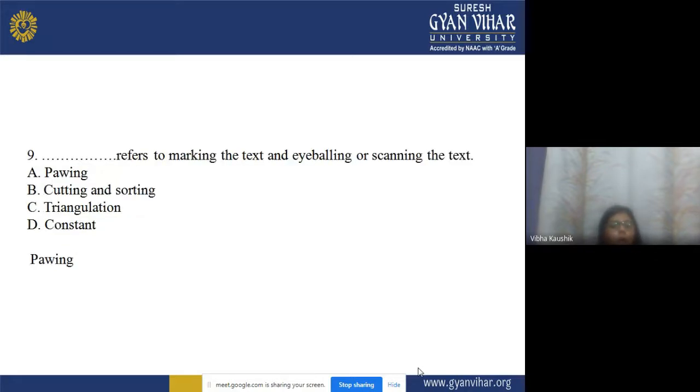Now the ninth one: dash refers to marking the text and eyeballing or scanning the text. The options are A pawing, B cutting and sorting, C triangulation, or D constant. And the correct answer is option A, that is pawing.